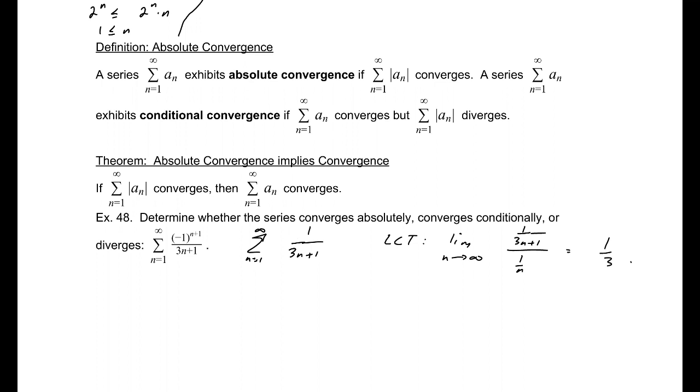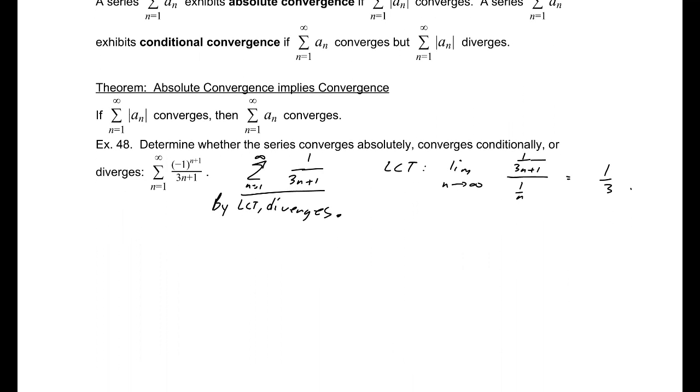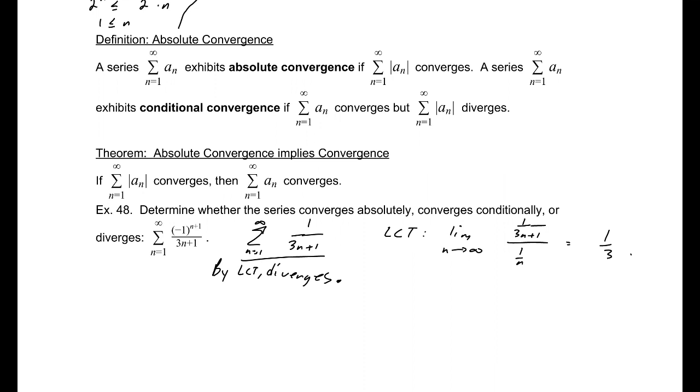Okay, by the limit comparison test, that goes to something that is not 0, so they both either converge or diverge. So this sum diverges. By the limit comparison test, this diverges. Now, that was for the absolute value of that. So since that diverges, we could possibly have conditional convergence.